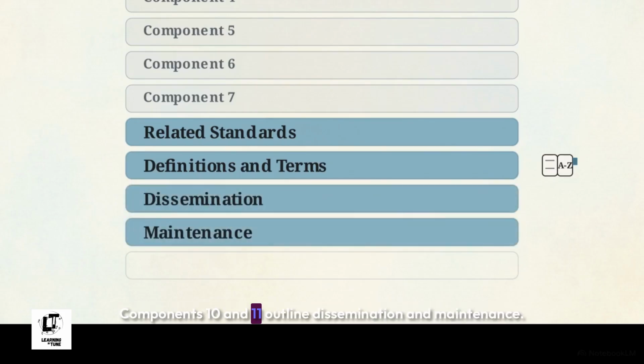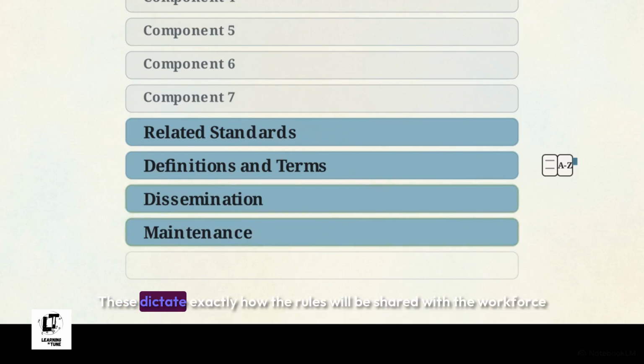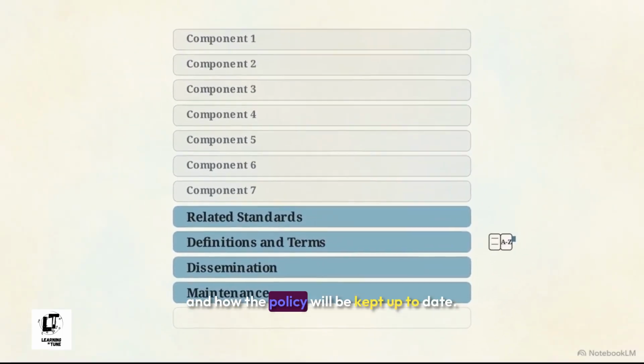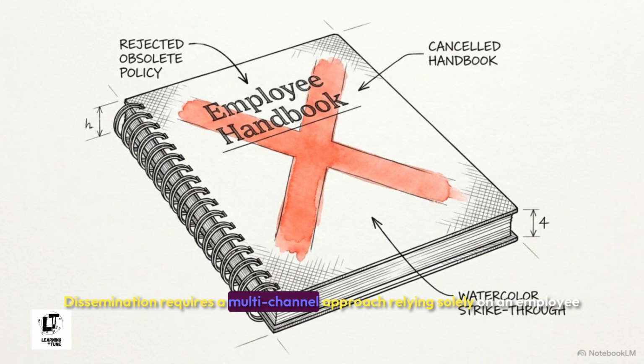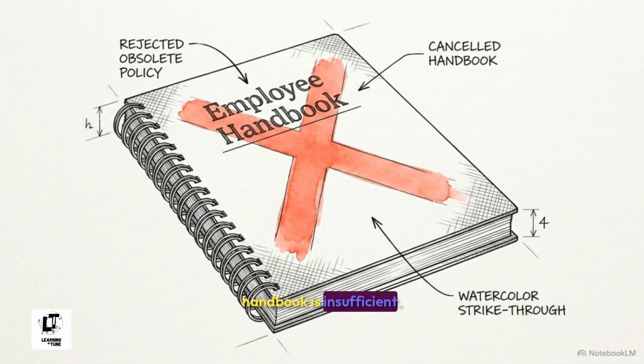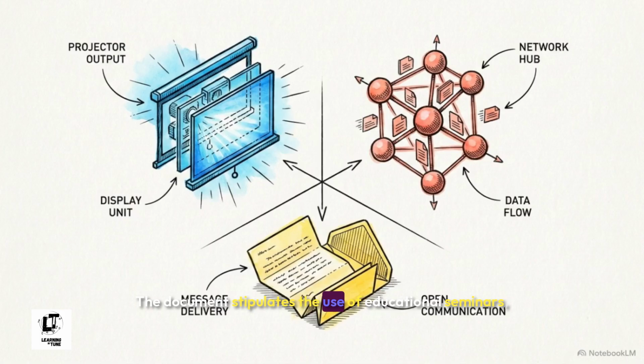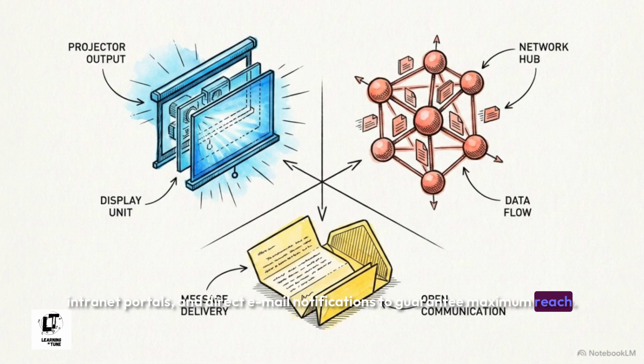Components 10 and 11 outline dissemination and maintenance. These dictate exactly how the rules will be shared with the workforce and how the policy will be kept up to date. Dissemination requires a multi-channel approach. Relying solely on an employee handbook is insufficient. The document stipulates the use of educational seminars, intranet portals, and direct email notifications to guarantee maximum reach.